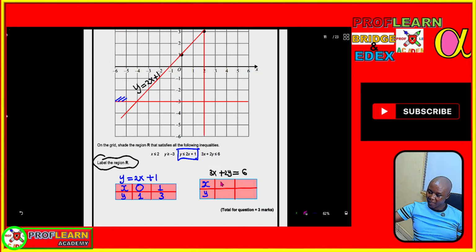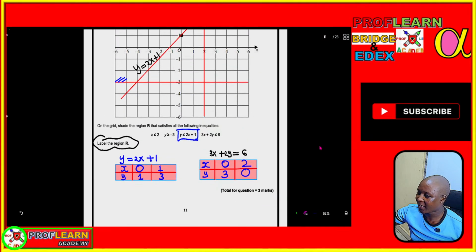So if I let my x be 0, I'll have this term going to 0. If this goes to 0, we shall remain with 2y equals 6. So it will be divided by 2 both sides. So this y will be 3. If I let my y be 0, you can see the whole of this term will be 0. Then it will remain with 3x equals 6. Then 6 divided by 3, we are going to get 2.